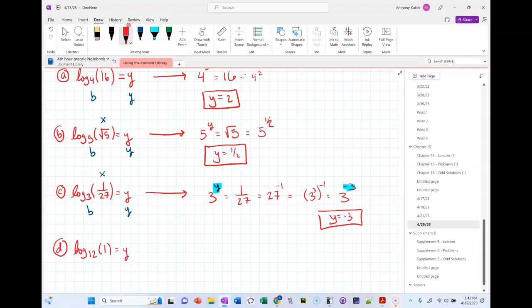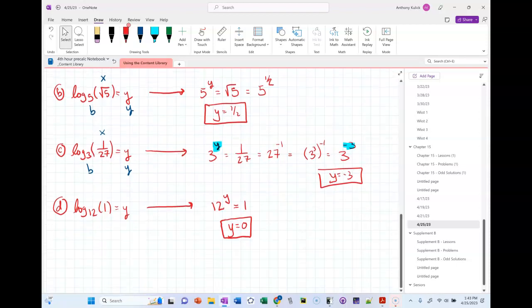So what if I have log base 12 of 1 is equal to y? Again, I say 12 to the y is equal to 1. So what's y have to be here? 0. Very good. Hopefully you remember that any non-zero number to the 0 power is equal to 1. 0 to the 0 is indeterminate, was the term we used for that.